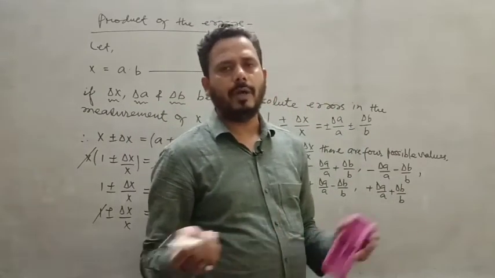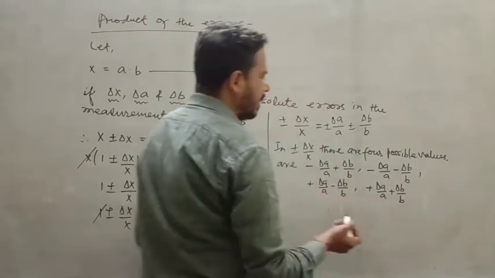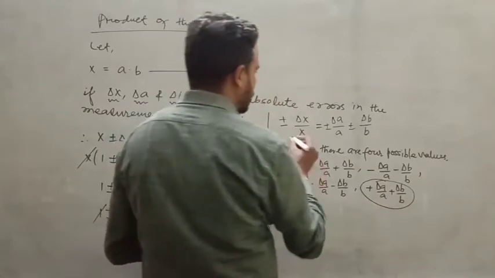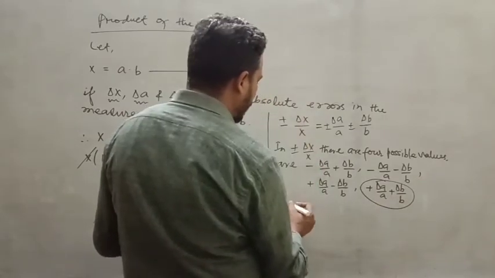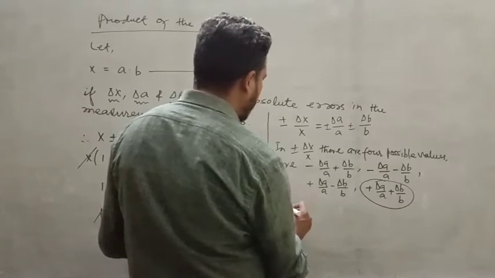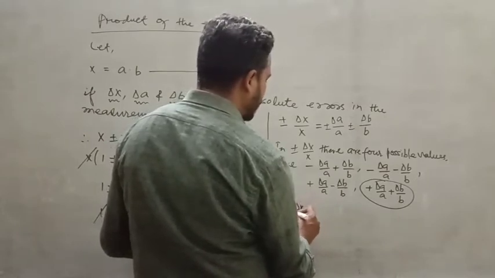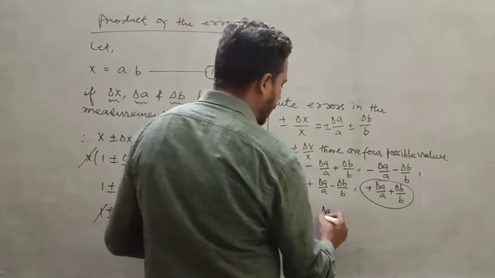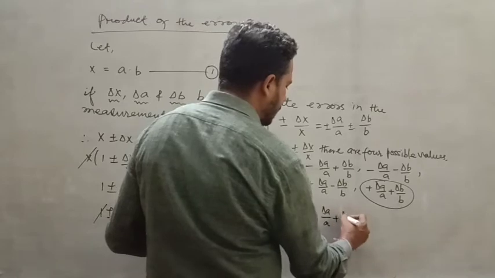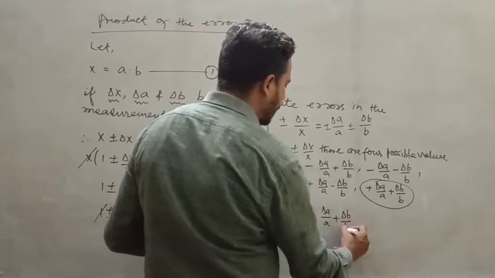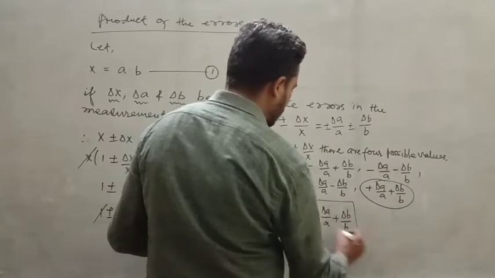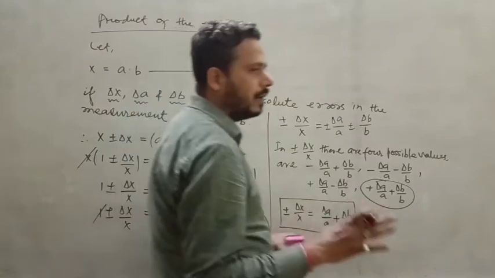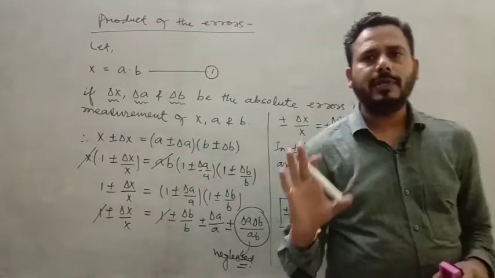So from there you have to take the maximum one. See, the last one factor, this one is your maximum one. So your result will be, you can see from here, plus minus delta x by x is equal to delta a by a plus delta b by b, and this one is your result. So this is your result for the product of the errors.